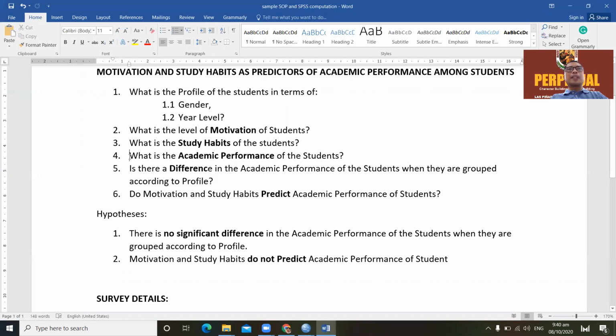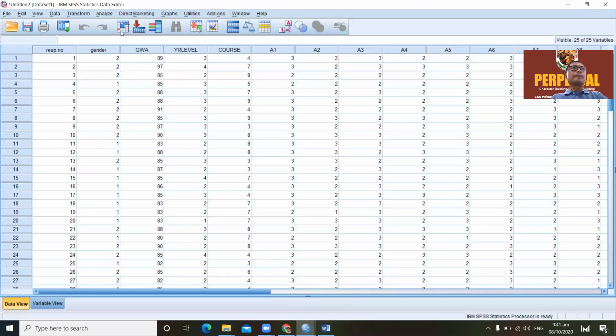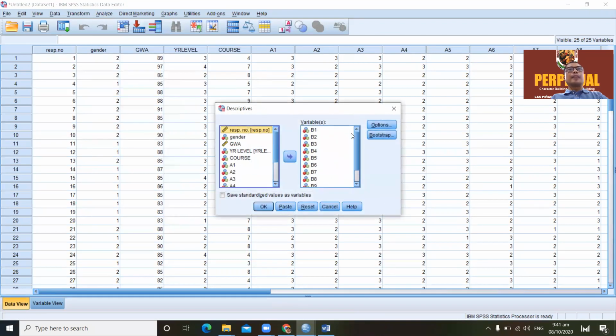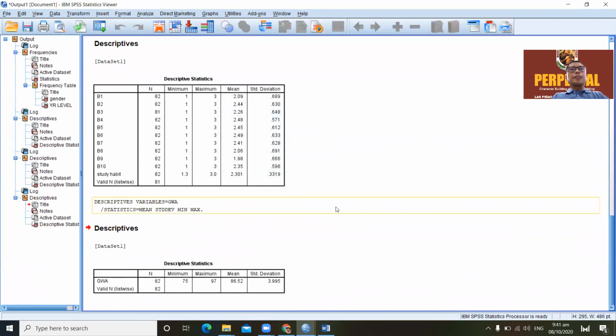Next question is, what is the academic performance of students? It's still a question of mean. You try to go back to your data and then click Analyze and then Descriptives. Then you try to reset, click for the general weighted average. Transfer it in here and you click OK. The result would be like this.